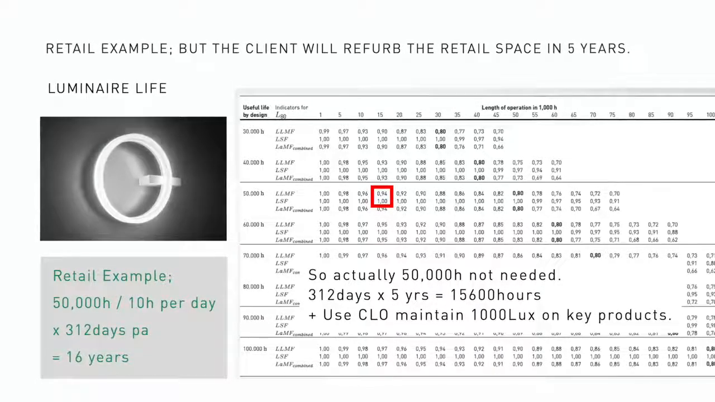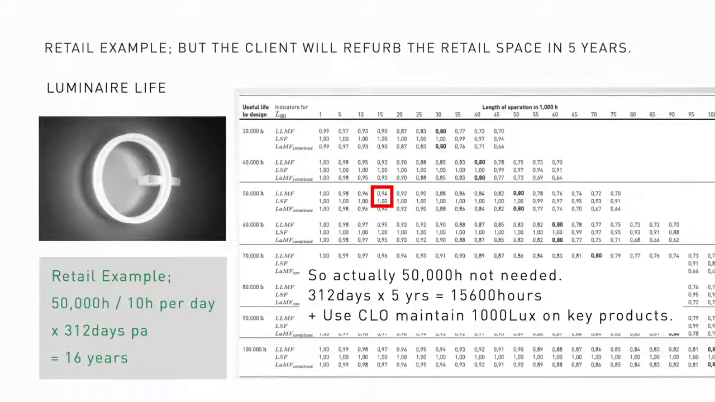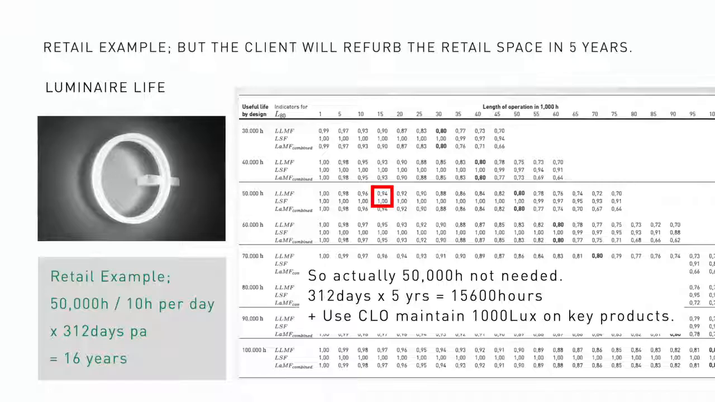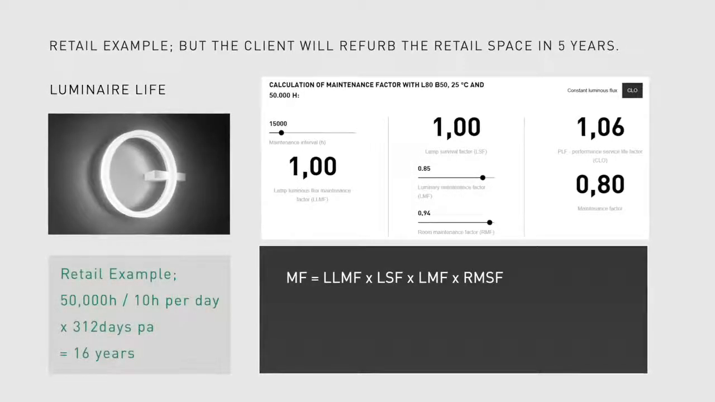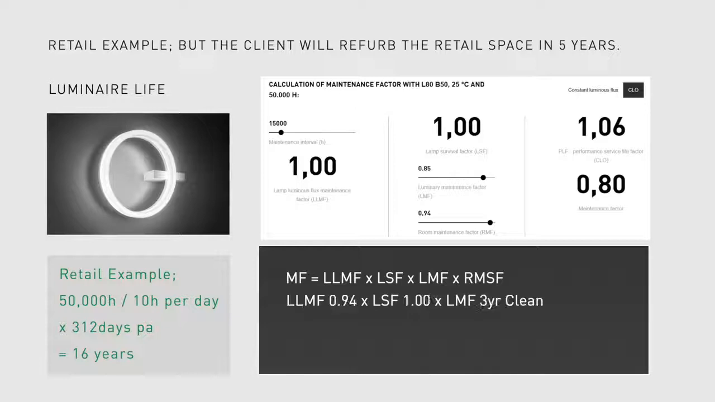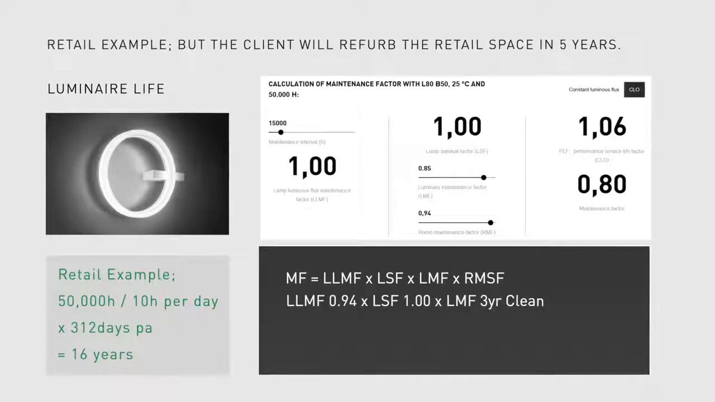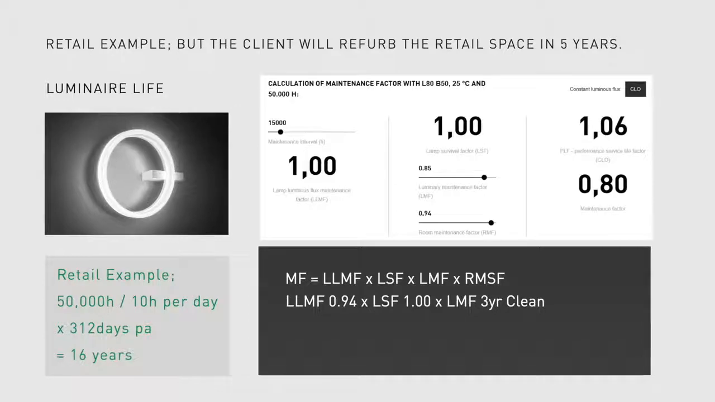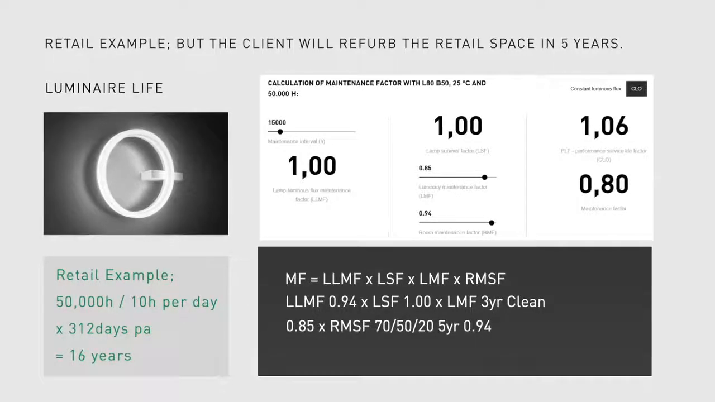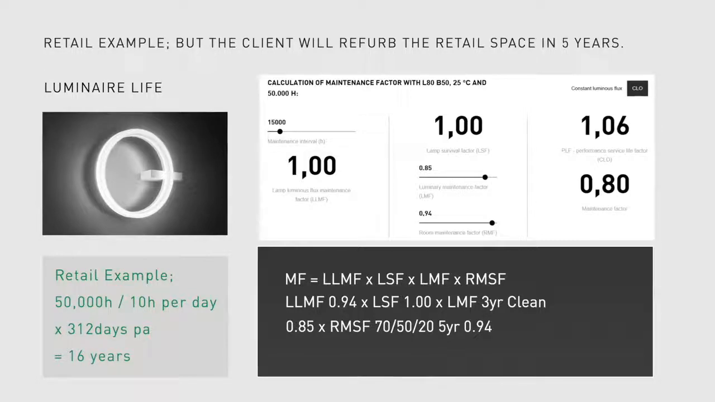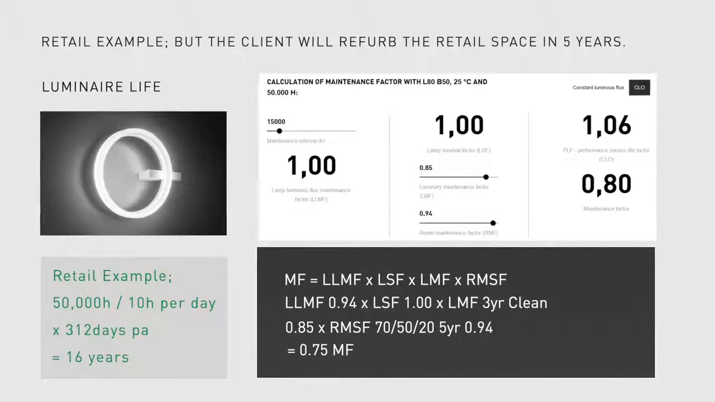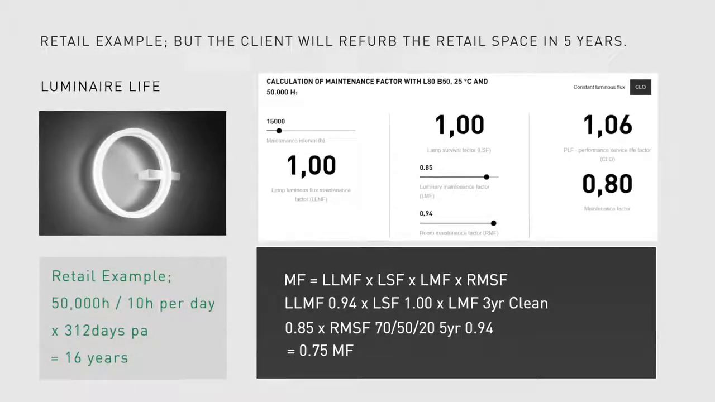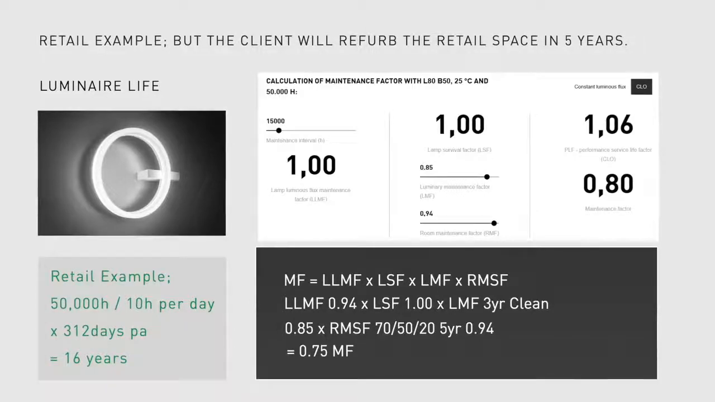If you then add CLO to maintain the 1,000 lux on the key products, then obviously that makes improvements there as well. So the retail example: the client may refurb the retail space, taking the data that we've just looked at. So the maintenance factor, if we look at the LLMF, that would equate to 0.94, an LSF of 1, LMF with a 3-year clean cycle would be 0.85, and an RMSF of a reflectance of 70-50-20 over a 5-year cleaning cycle, or a refurbishment cycle, sorry, that would give you a 0.94. So the total maintenance factor on this particular application would actually be 0.75.